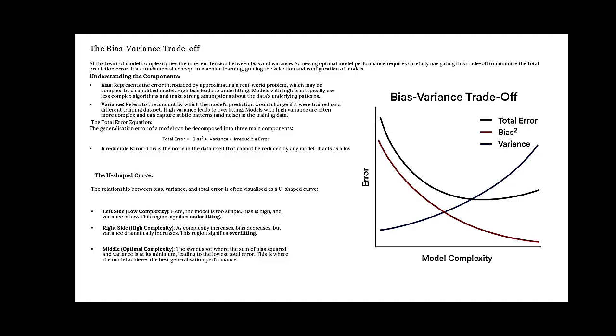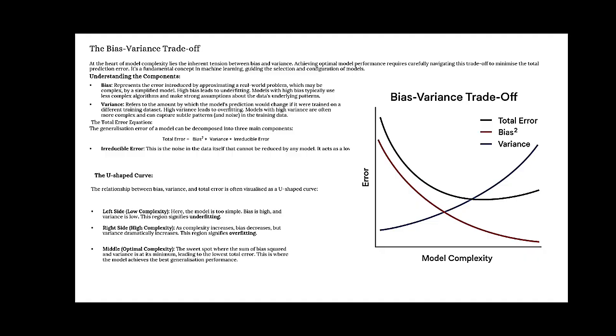The total generalization error of a model can be broken down into this equation. Total error equals bias squared plus variance plus irreducible error. Irreducible error is the noise in the data itself that cannot be reduced by any model.